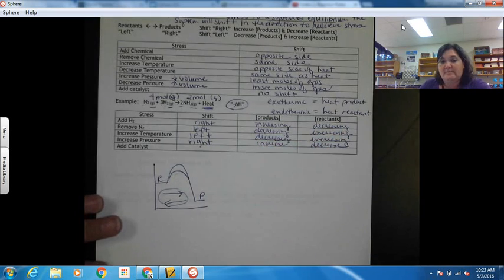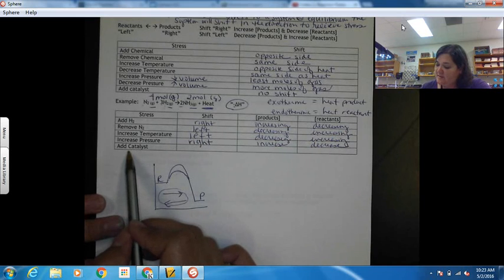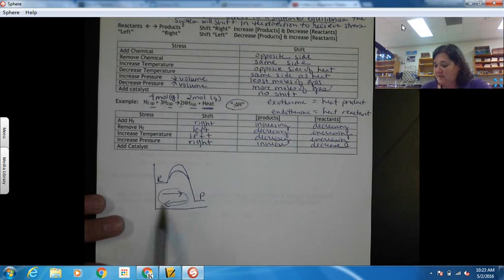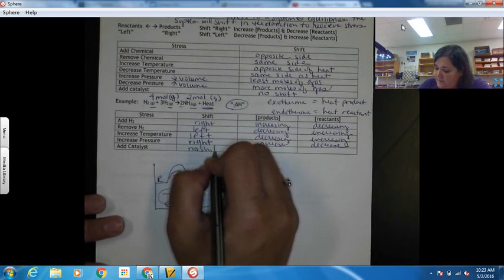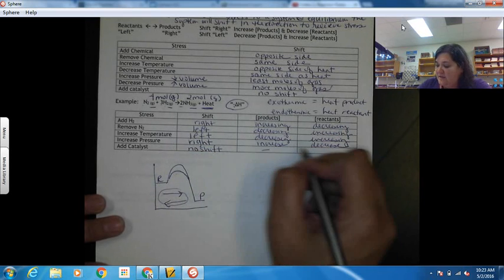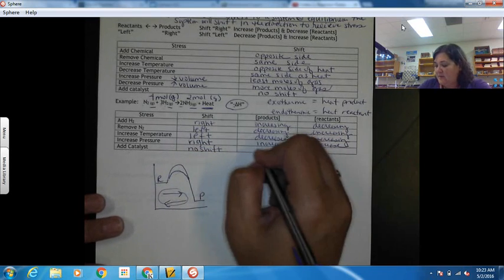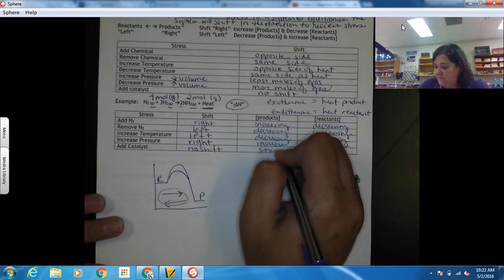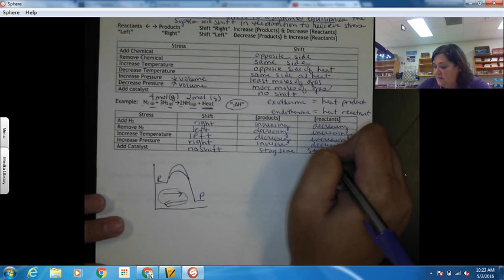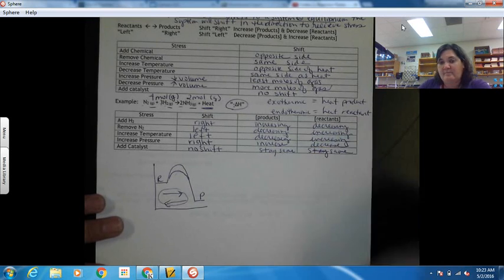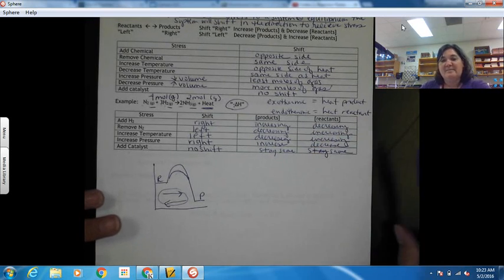Okay. And then if we add a catalyst, as we said before, that increases the rate of the reaction in both directions the same, and so there is no shift. There is no shift, and then these would stay the same. They would not increase or decrease. Okay? They would stay the same. Right? This concludes the video for today.